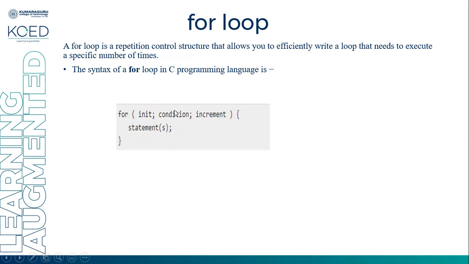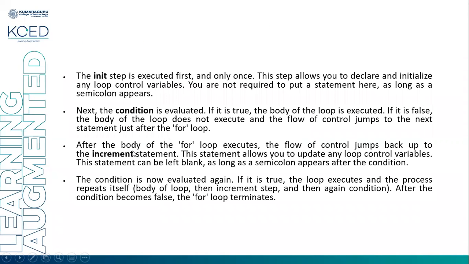Again, the condition is checked. It is true. The set of statements will get executed. Then the increment or decrement will happen. Once the condition is false, the control will jump to the next statement after the for loop. That means the statement following the close curly brace.